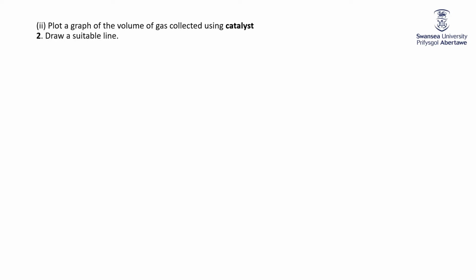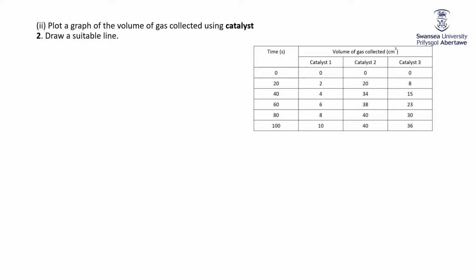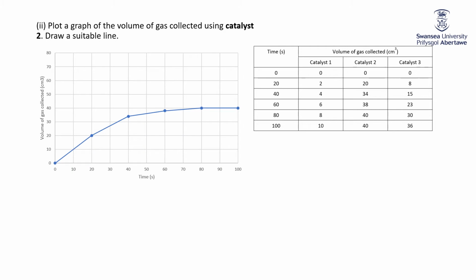The next part of the question asks us to plot a graph of the volume of gas collected using catalyst 2 and draw a suitable line. So here is what we will get. We can see a curve.